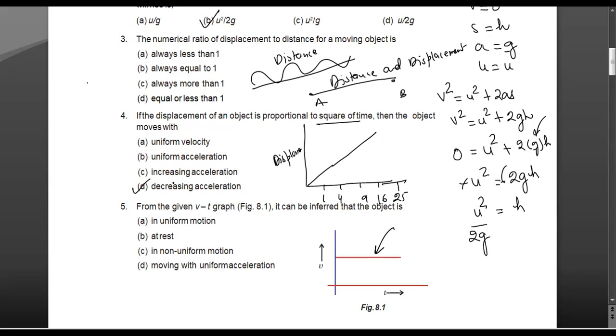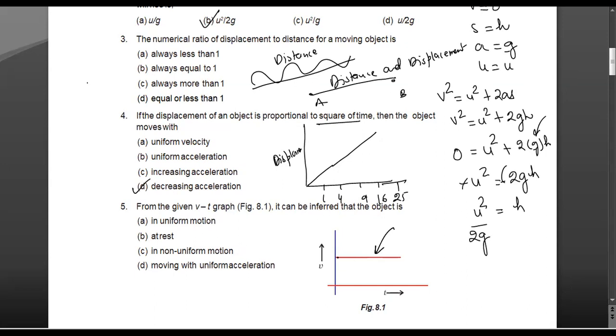B, sir. B, at rest. Check it again. D, moving with uniform acceleration. No, here the acceleration is 0. The velocity is not changing with time.